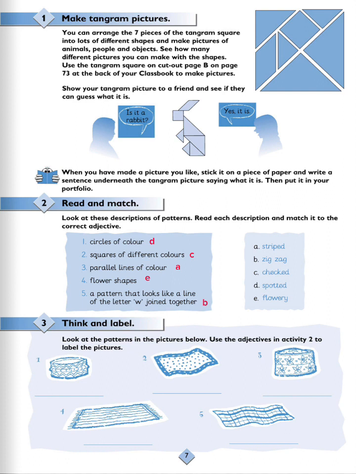Exercise number 3. Think and label. Look at the patterns in the pictures below. Use the adjectives in the activity 2 to label the pictures.